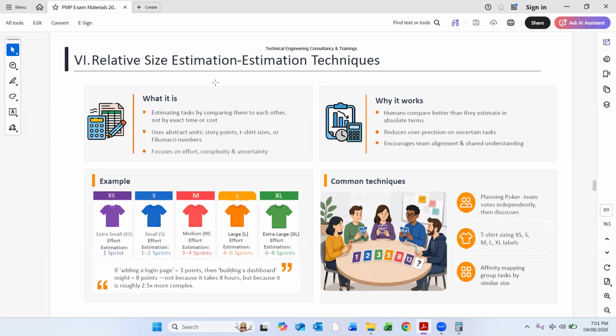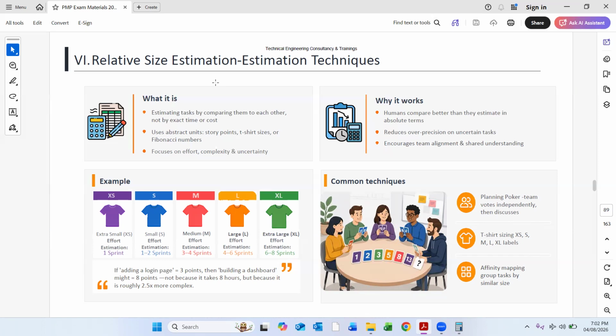So here the example is like, extra small t-shirt, one sprint. Then 1 to 2 sprints for small size, 3 to 4 sprints for medium, 4 to 6 for large, and for extra large we are using 6 to 8 sprints. So if adding a login page is 3 points, then building a dashboard might be 8 points. Not because it takes 8 hours, but because it is roughly 2.5 times more complex.